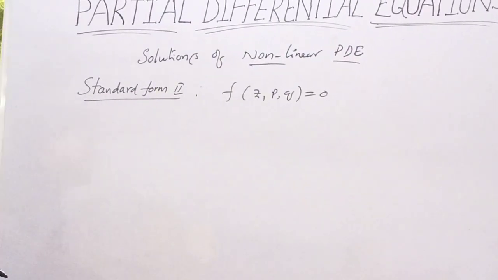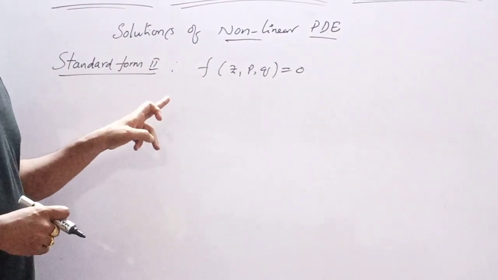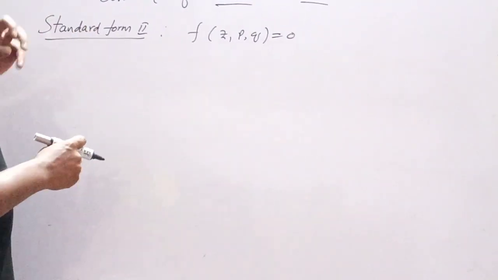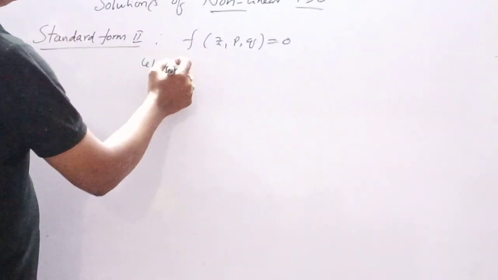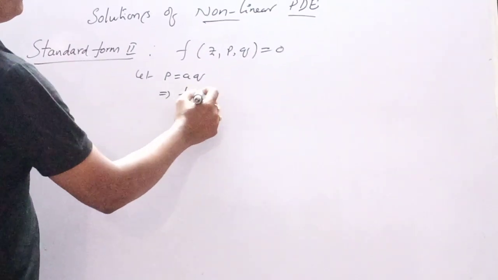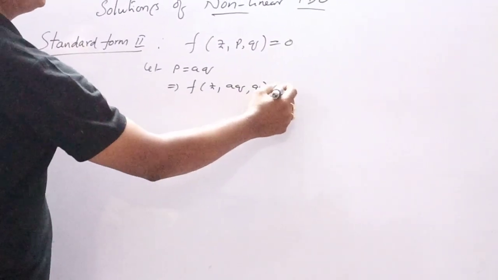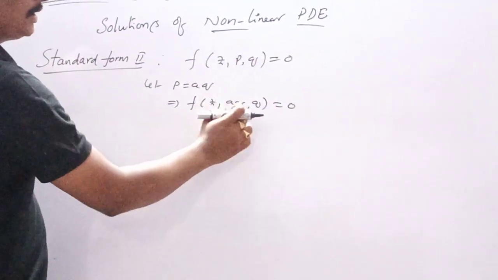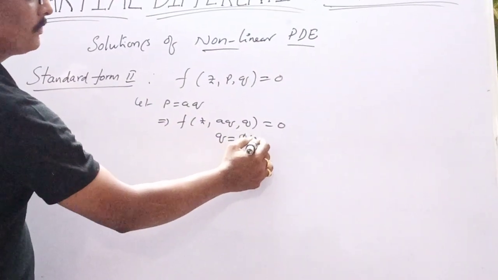Standard form 2. The nonlinear PDE of the form f of z comma p comma q, so containing only z, p, q, not containing x, y. So equation of the form f of z comma p comma q. Here take p equal to aq. So this equation becomes f of z comma, we are writing p in terms of aq, comma q. Again you observe this is a function of z and q. Using this equation write q in terms of z, say some phi of z.